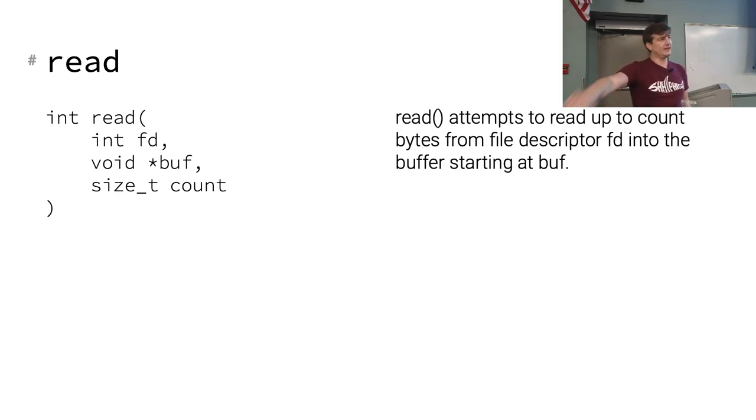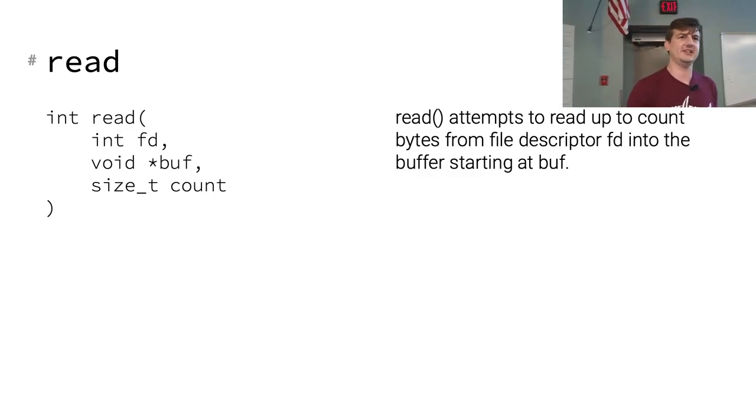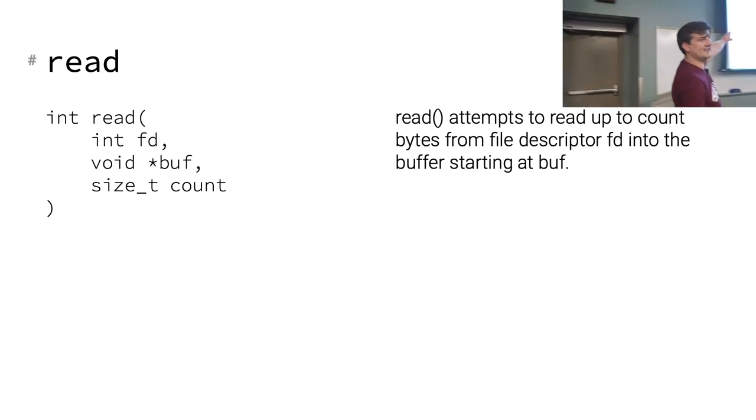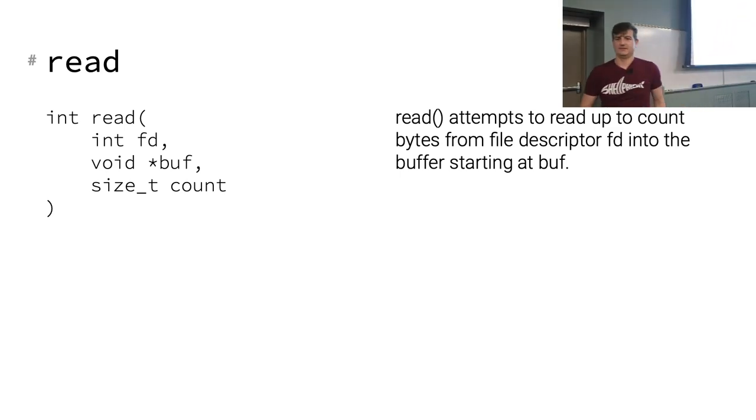So a read reads from a data source and writes it to your program's memory. This is the important thing to keep in mind. A read actually writes to your memory and changes your process's memory. Where does it change? Yeah, whatever the address is that's in the buff variable.